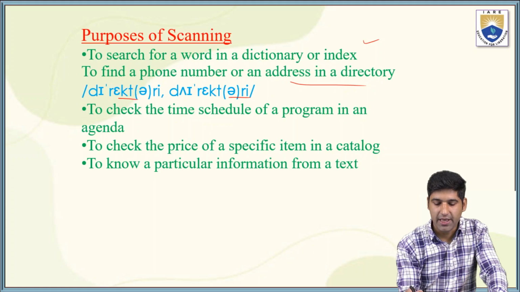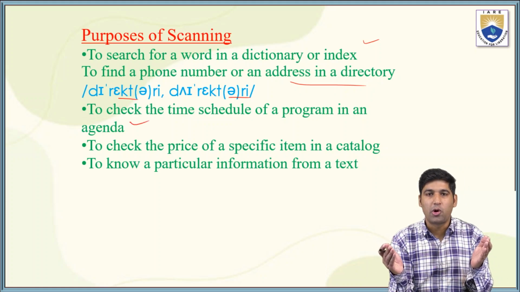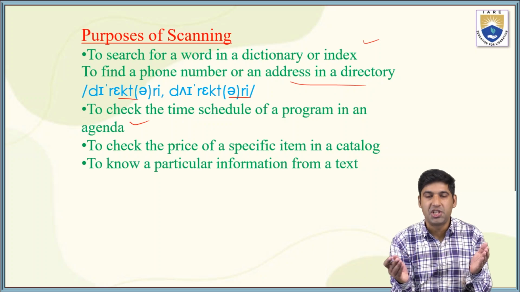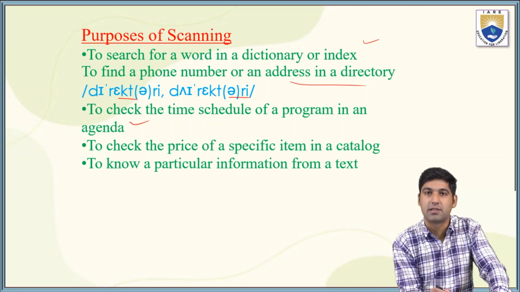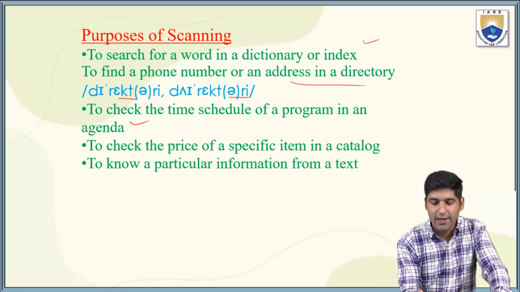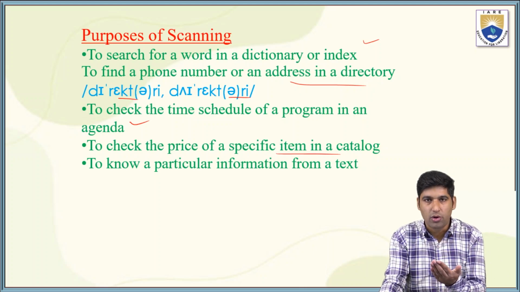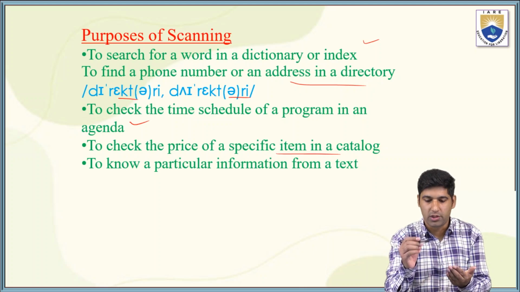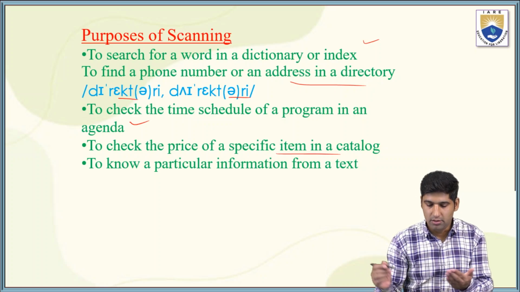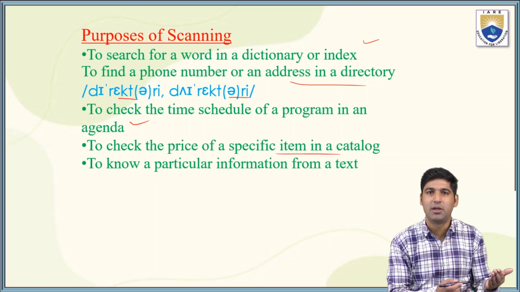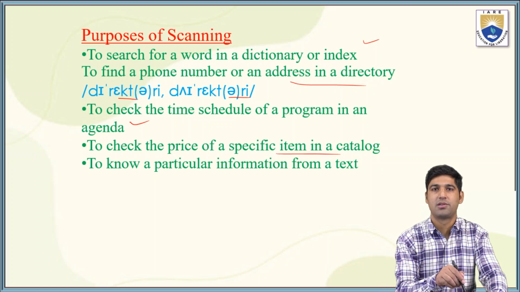To check the time schedule of a program in an agenda. You are checking the timing of your program in an agenda. You don't go through all the timings. You quickly search for your name. This is my timing. To check the price of a specific item in a catalog. There is a catalog in front of you. You are not going through each and every item. What is the cost of chili? What is the cost of oil or sugar? No. You directly try to find your own item and check the cost.